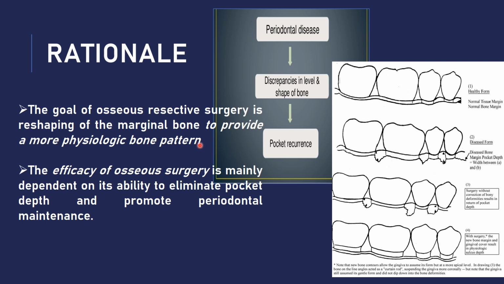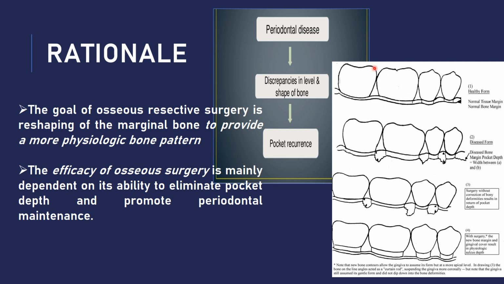So the elimination of soft tissue pockets alone will not help to remove the pocket fully or to eliminate the disease fully. So we need to combine this procedure with osseous reshaping and elimination of osseous craters and angular bone defects to establish and maintain shallow pockets and also optimal gingival contour. Periodontal disease always leads to discrepancies in the level and shape of the bone.